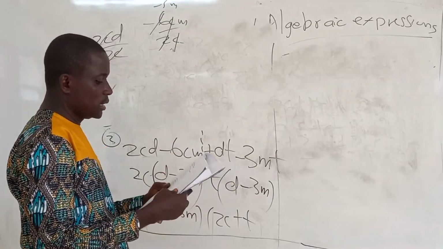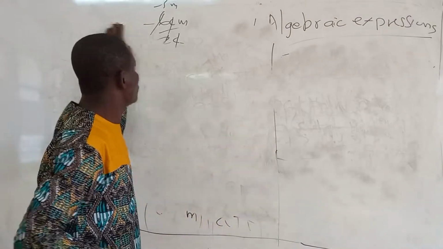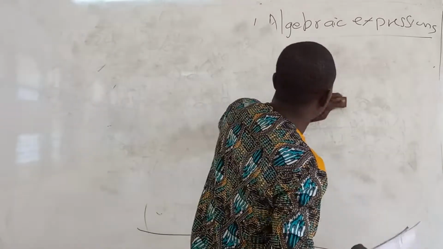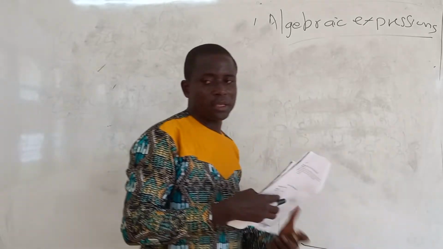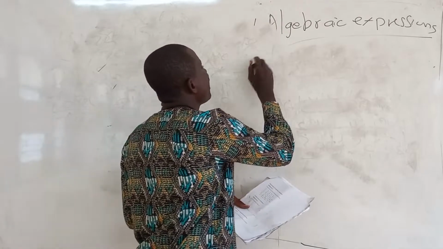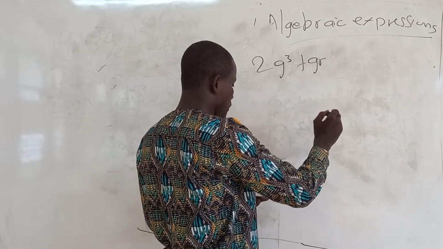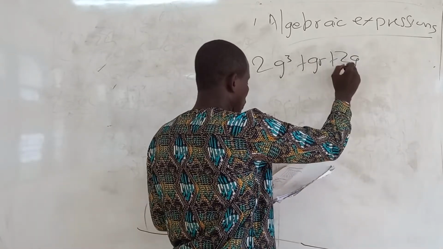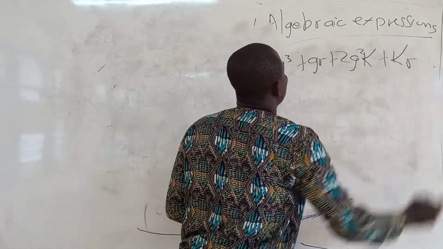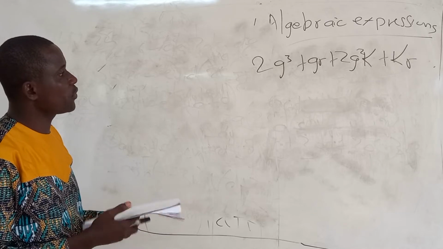Now, let us see another example under this. We are on factorization of algebraic expressions. Let's look at another nice example. If I have 2G cubed plus GR plus 2G squared K plus PR. It looks very interesting.